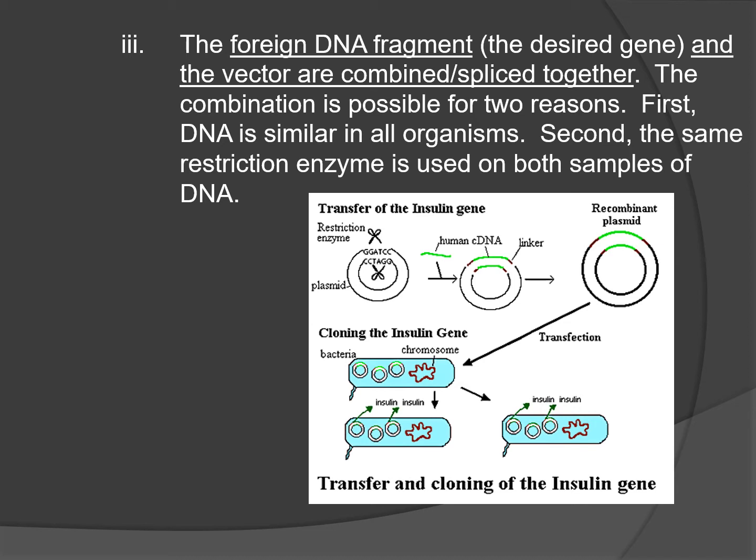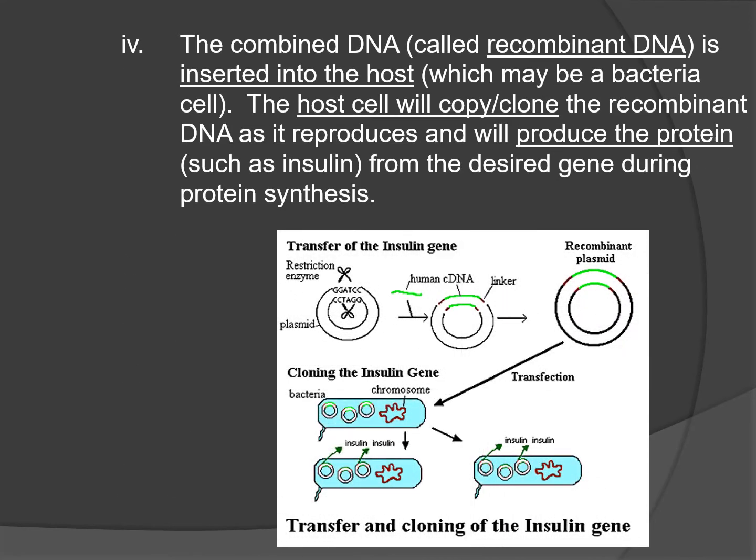We then use the bacteria to infect a cell to insert that DNA into the cell's original DNA. And that can allow us to do things such as produce insulin in cells where it's not possible. The combined DNA, called recombinant DNA, is inserted into the host, which is generally a bacteria cell. The host will then copy and clone. Cloning is the same as copying. It'll copy that DNA, and it will produce the proteins such as insulin. So for this example, we've put the human insulin DNA into a bacterial cell, and it will produce insulin. We can then use that insulin to give to people who don't produce enough insulin, who have diabetes.